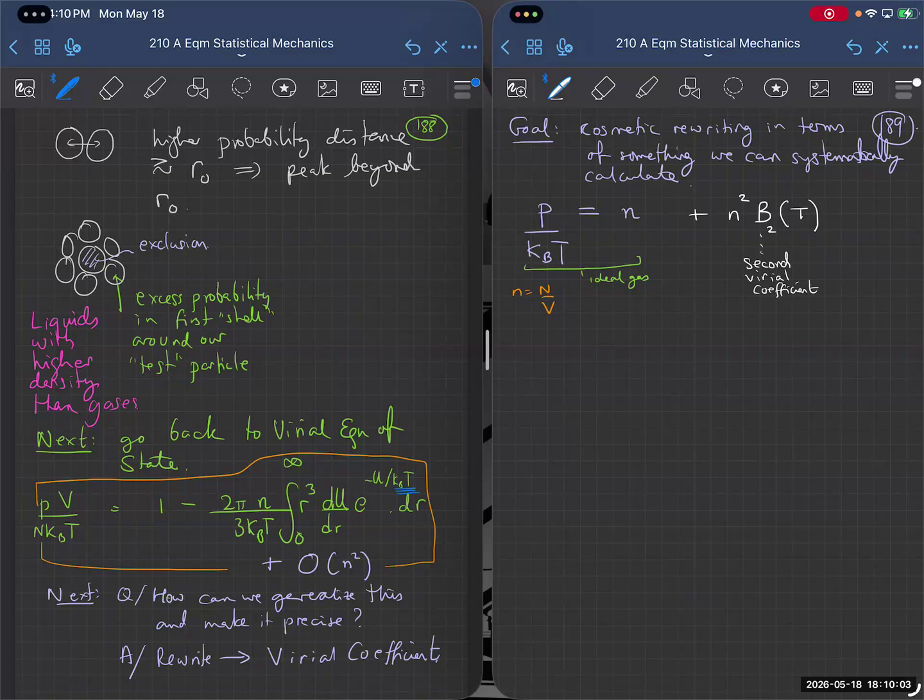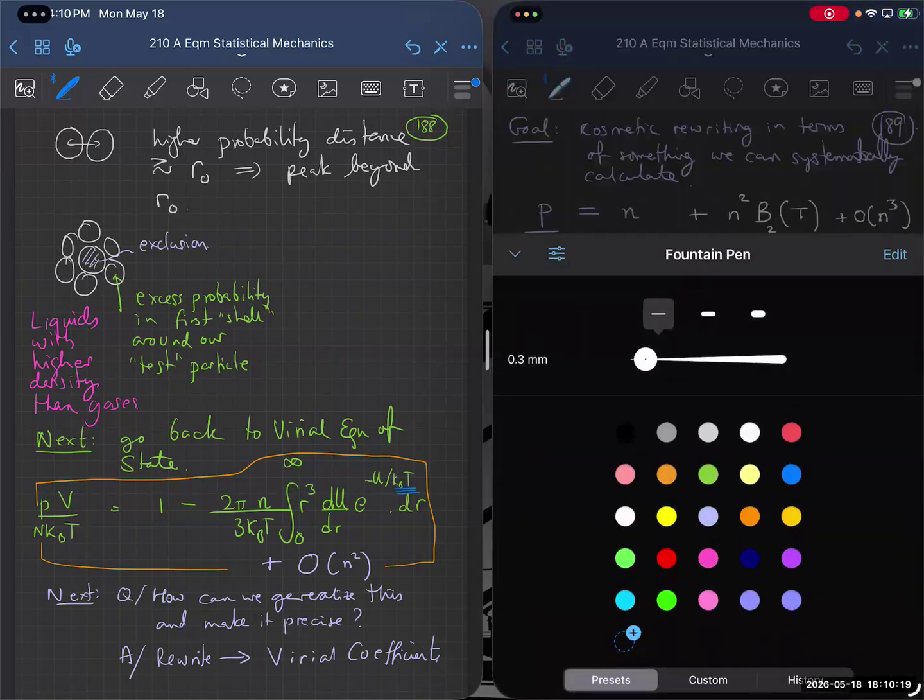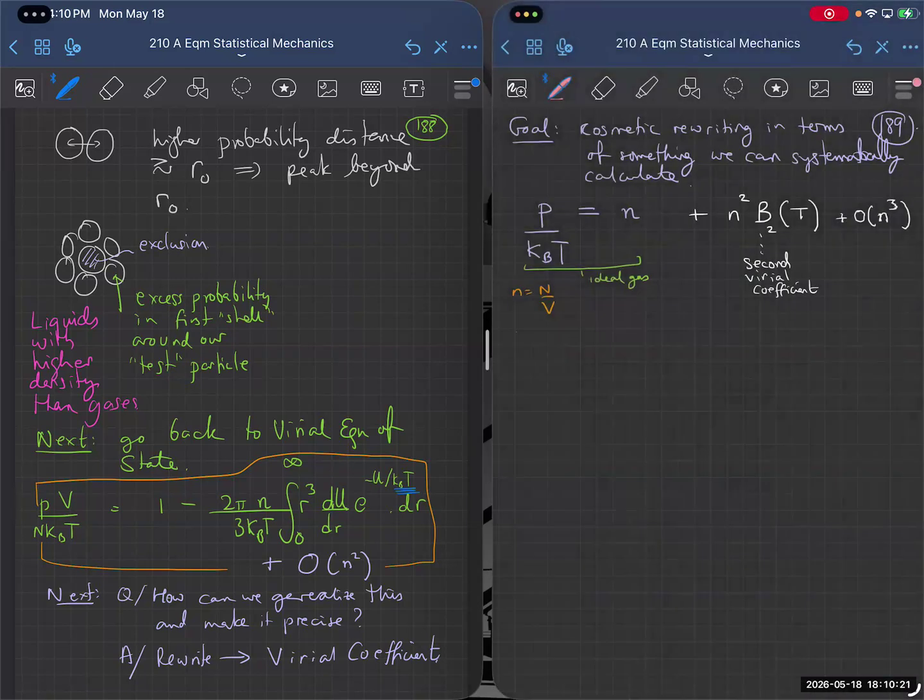And then you might say, well, what's going to come next? Then there's going to be a term of order n cubed, and in fact, if I wrote down that term, it would be multiplied by a third virial coefficient, which I would write as B3. Okay, so let's write down what our formula is, what we've just derived. If I look at our formula, I've got B2 of T is equal to the following.